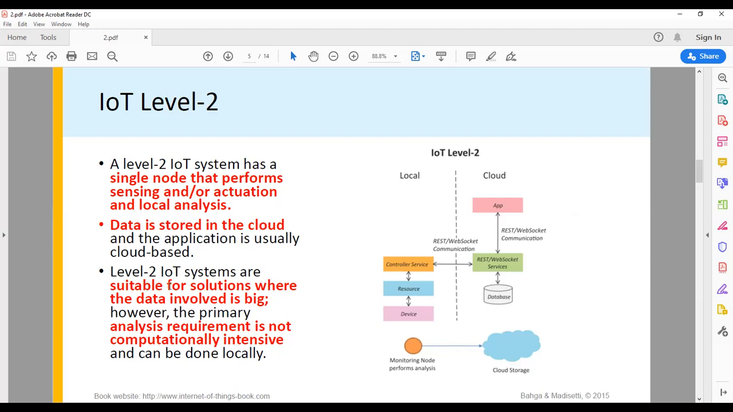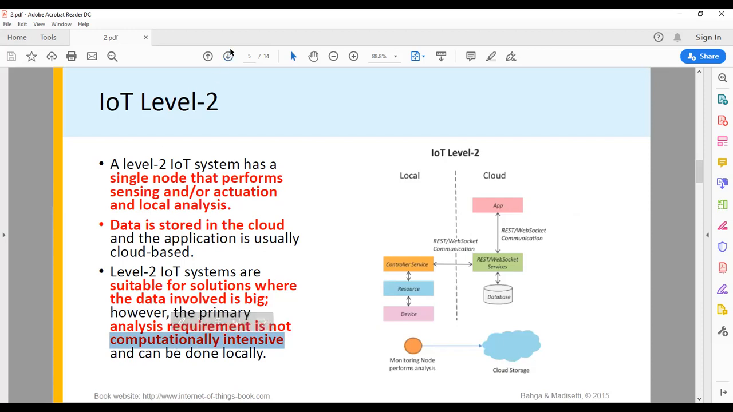IoT level systems are suitable for solutions where the data involved is big. However, the primary analysis requirement is not computationally intensive. Though in level 2 the computational requirement is less, the data capacity is higher. That's why they move to the cloud side.